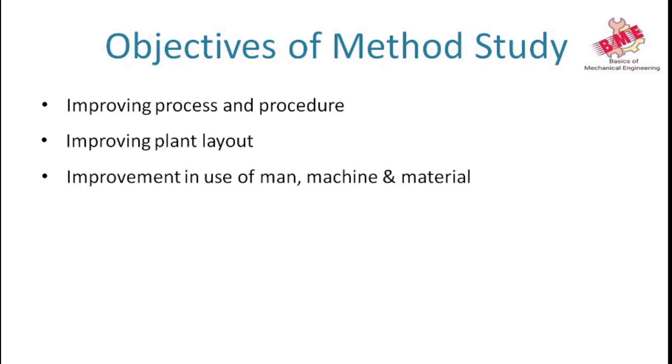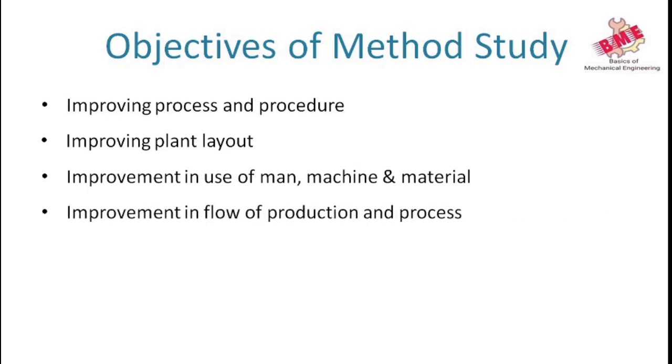Second, improvement in the flow of production and process. Means, in the flow of production, for example, after the drilling we have to do the milling, then we will arrange the machines in a row so that the process will be followed easily.